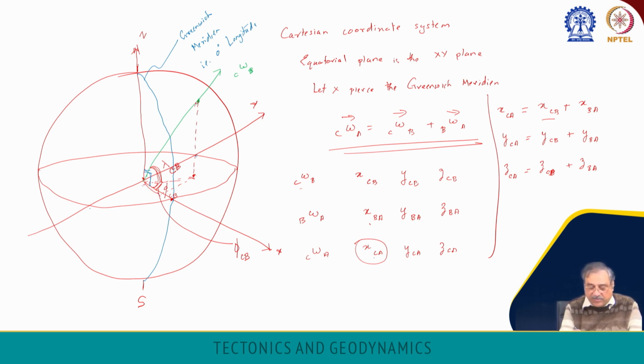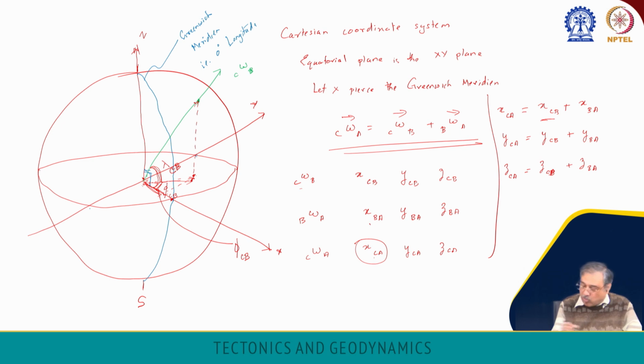So, if this is omega BC, then when you project this onto the equatorial plane, you get this particular line, which is a part of this triangle. When this is projected onto the x-axis, this length is actually equal to XCB. So how do we get this length? First of all, we have to get this length. What is this length equal to?